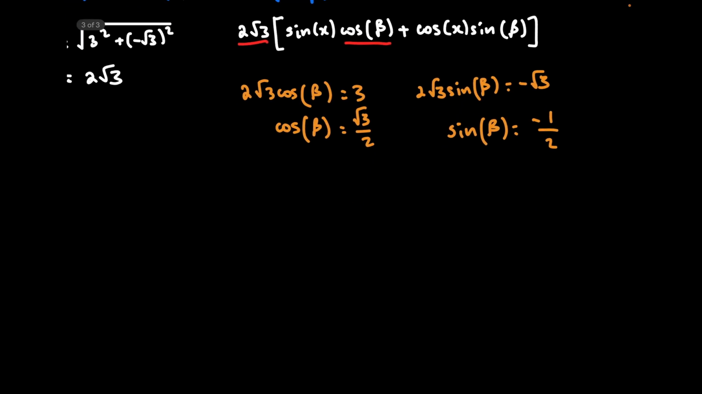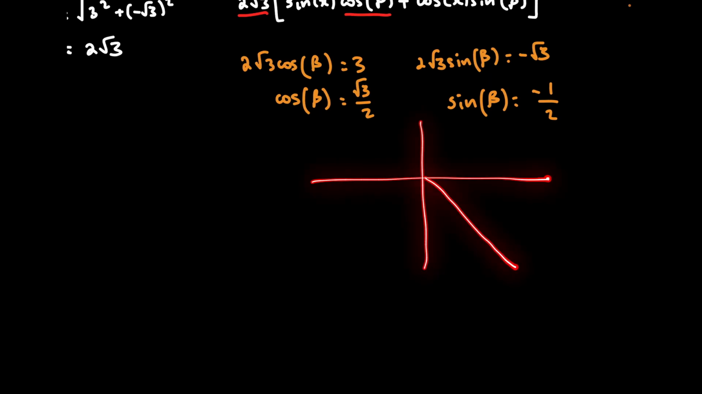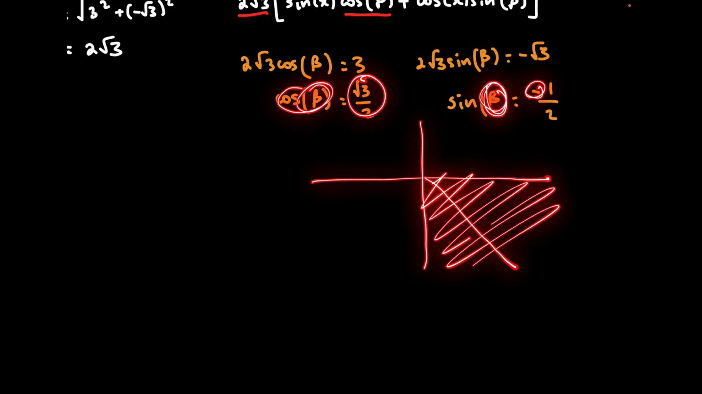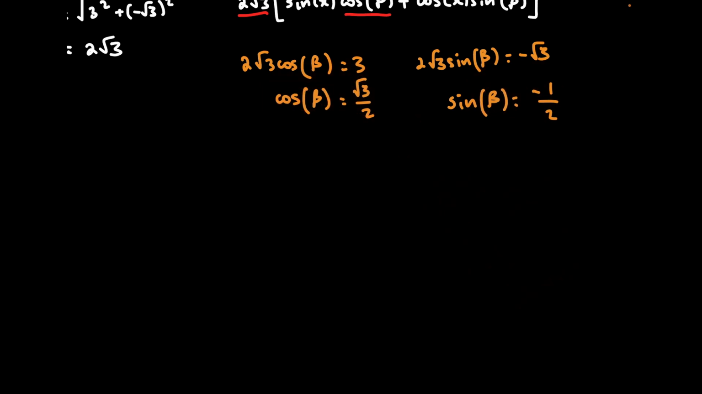So now we have this. We need to identify which quadrant our angle beta is in. Beta, in this case, will be in our fourth quadrant, because sine of this angle is negative and cos of this angle is positive, and only in the fourth quadrant is the cosine of a value positive but the sine negative. So now that we have that, we need to work out what the reference angle is. What value of beta makes the cos of that angle equal to square root 3 over 2? Well, that would of course be pi over 6.